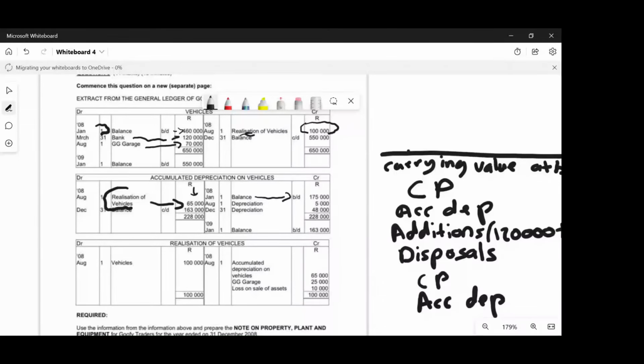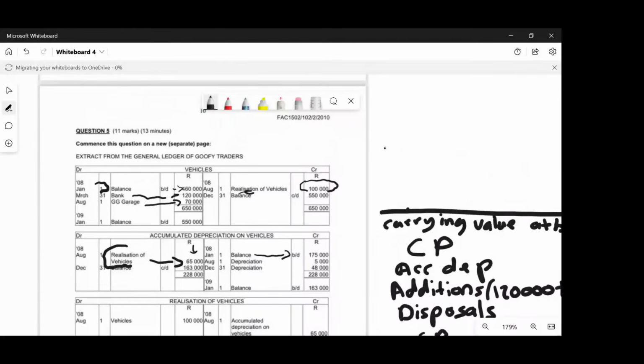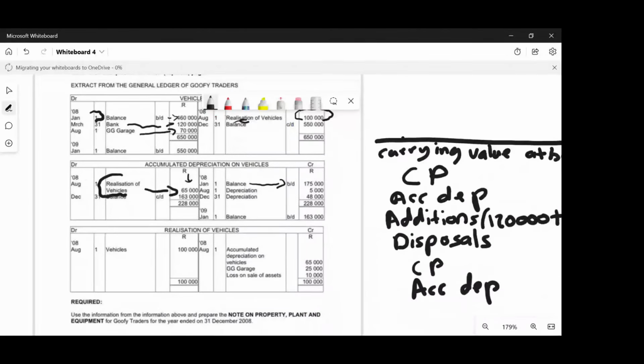So here it seems like everything was done for you. The asset was calculated up to date of sale. All you're doing is figuring out what goes where and taking that amount and putting it where it belongs. So here we know that the accumulated depreciation for the asset that was sold is now 65,000. Then if you say 100 minus 65, how much do you get?